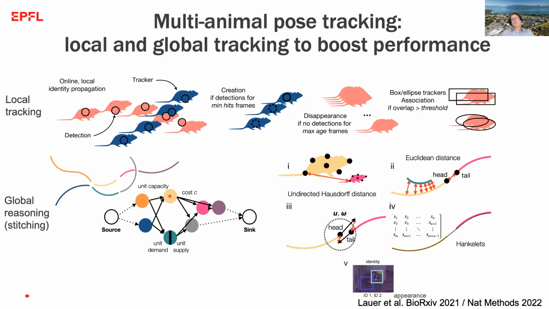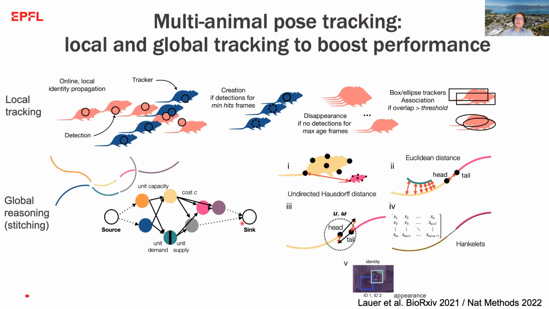Notice that not every node is connected to every other node, because, for example, this orange tracklet could only be linked to yellow and green. So this is actually a somewhat sparse graph, which is good for finding the optimal links in this graph. Now, how do we define the costs?